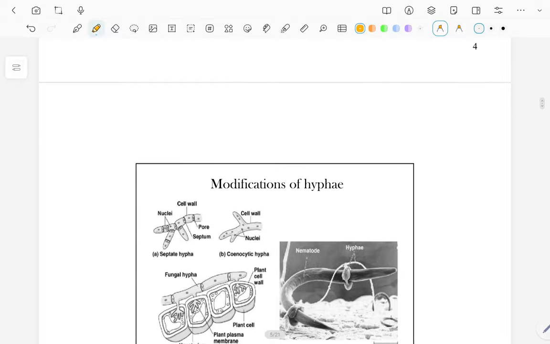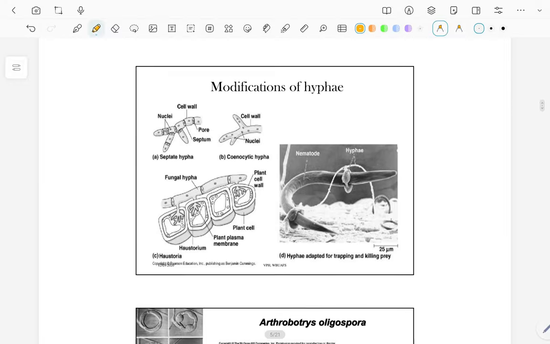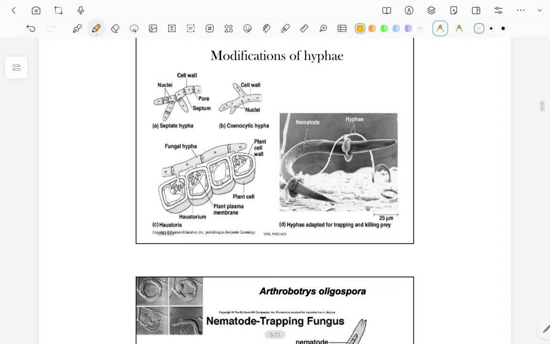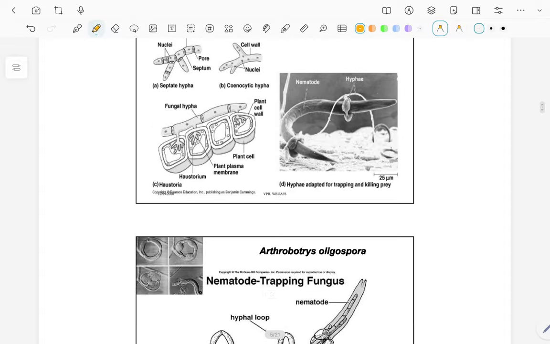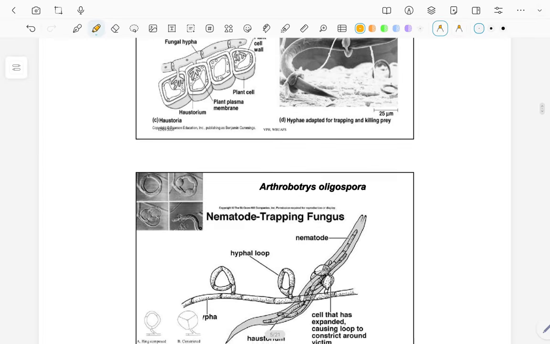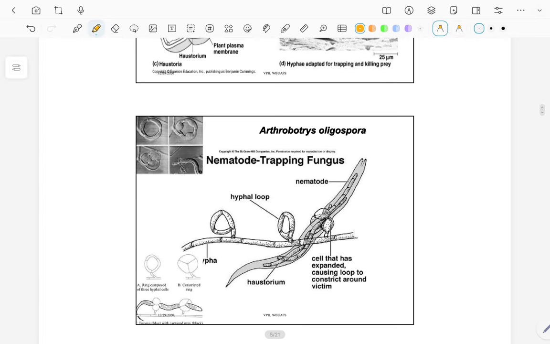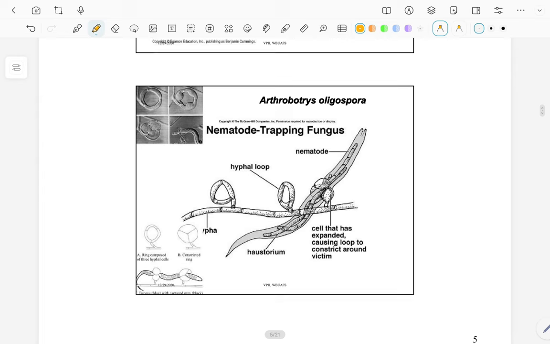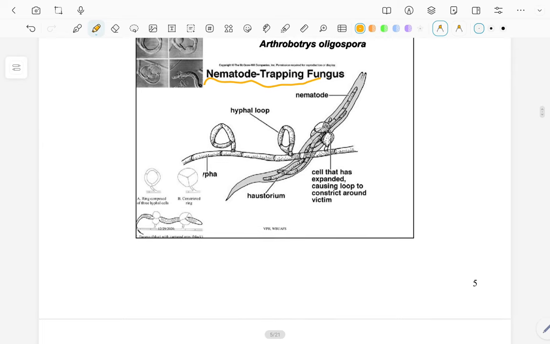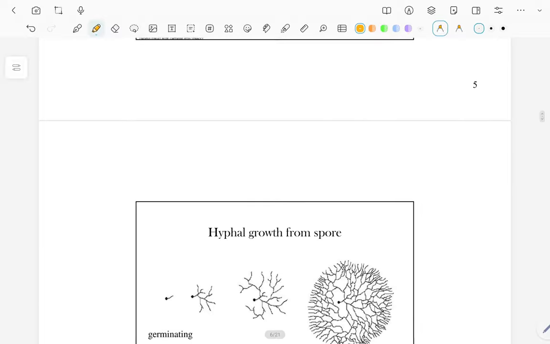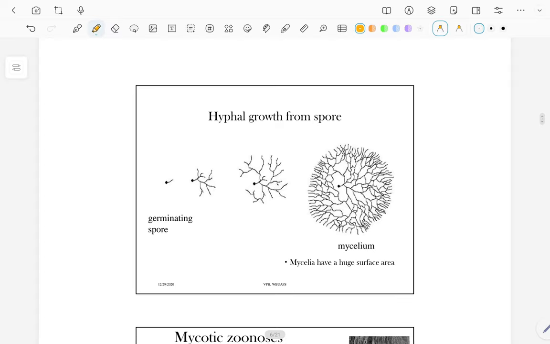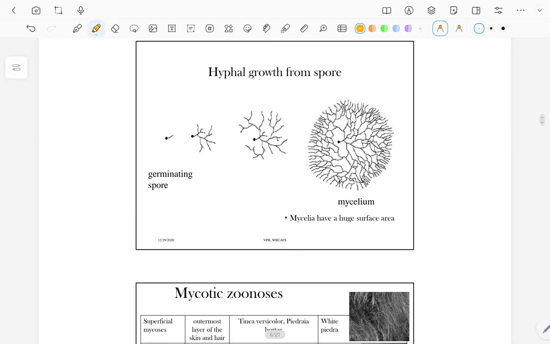Modification of hyphae: Arthrobotrys oligospora, a nematode-trapping fungus. Hyphal growth from a germinating spore forms the mycelium. Mycelia have a huge surface area.